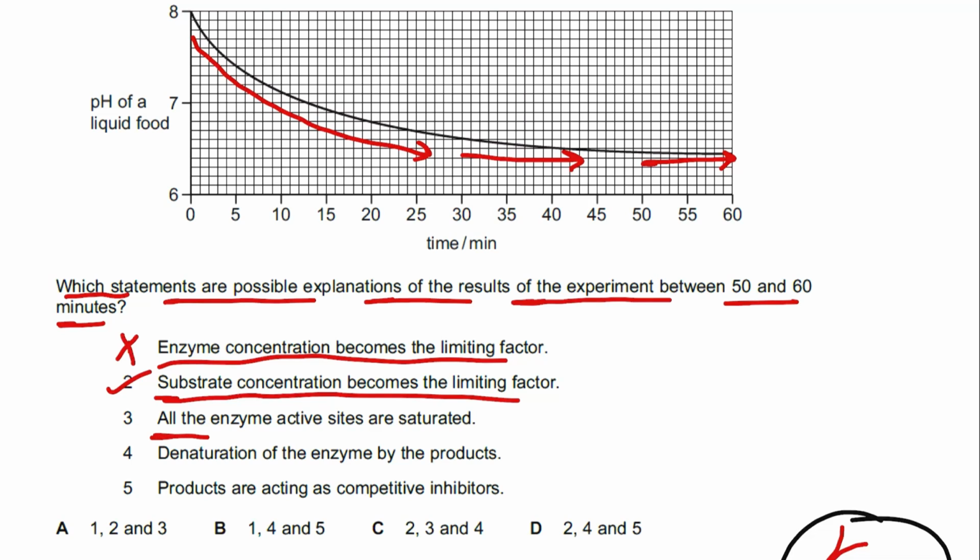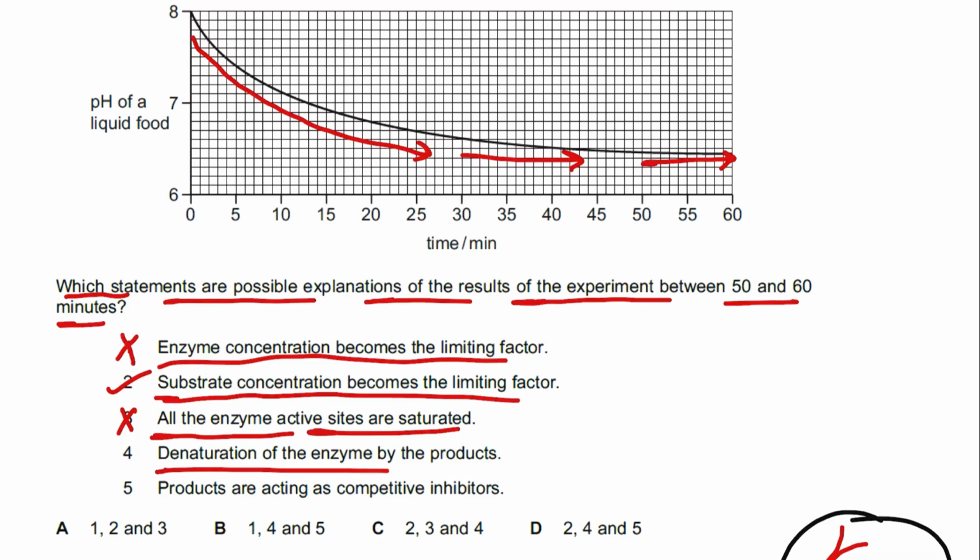All the enzyme active sites are saturated. Guys, statement 3 and statement 1 are the same. When the enzyme concentration becomes limiting, what happens? Substrate is far greater than the enzyme, so all the active sites of the enzymes are filled, all the enzymes are saturated, and the remaining substrates are waiting for their turn. So option 1 and option 3 are the same statements, so they both are wrong.